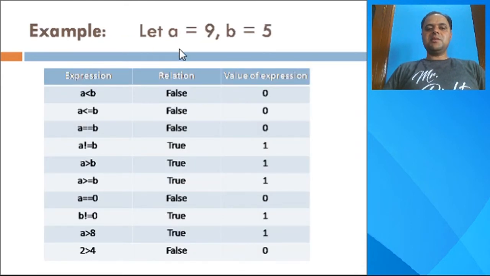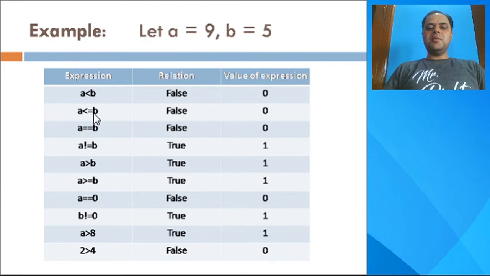Let's take an example. For example, let a equal to 9 and b equal to 5. So we have two variables a and b, and the value of a is 9 and the value of b is 5. So we will find the relation between these two variables and see what relation is true and what relation is false, and also see the value of the expression of that relation. First expression is a is less than b, but it is false because a is greater than b. So its relation is false and the value of the expression is 0.